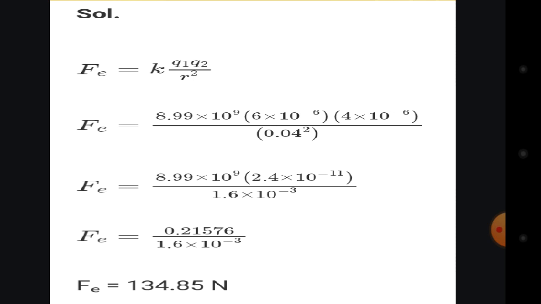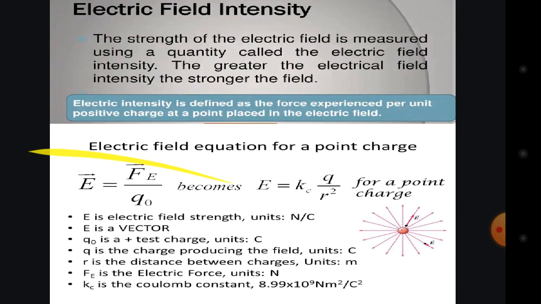So the electric force between those charges is this value that we have, that is 134.85 Newton. So this is the value for finding the electric force between the q1 and the q2. So this is about the calculation of Coulomb's law. So let's go and see. So we are at the second context. The second context is talking about the electric field intensity.